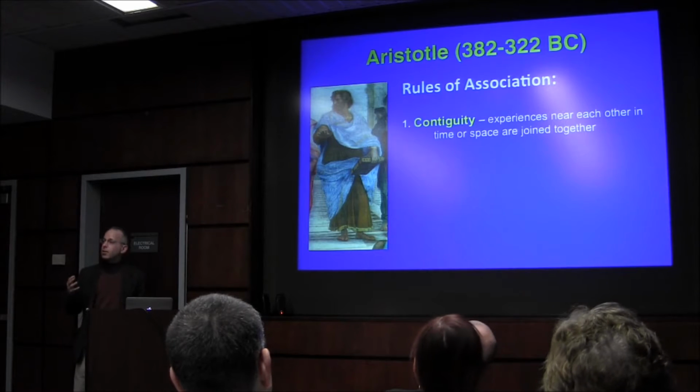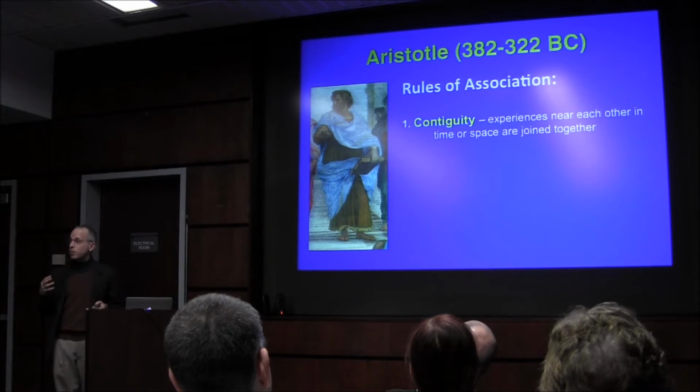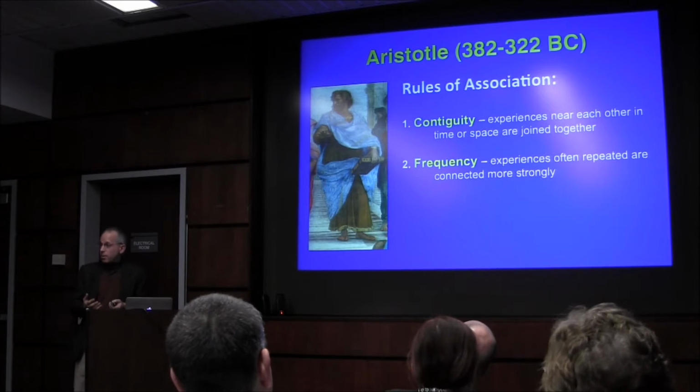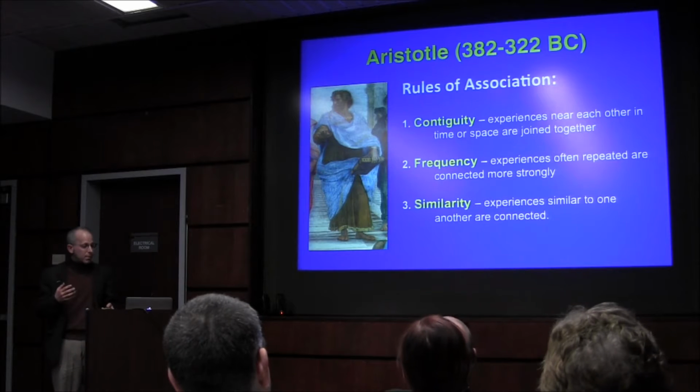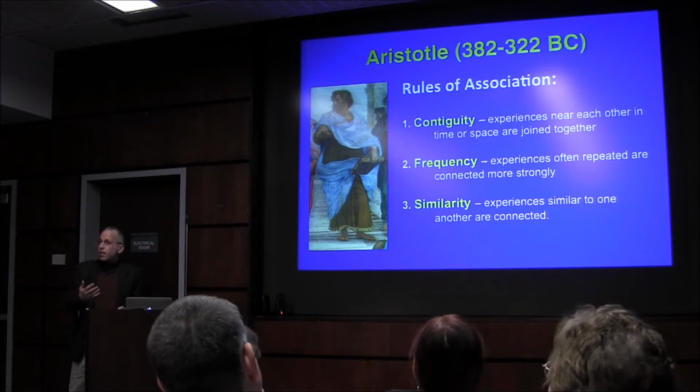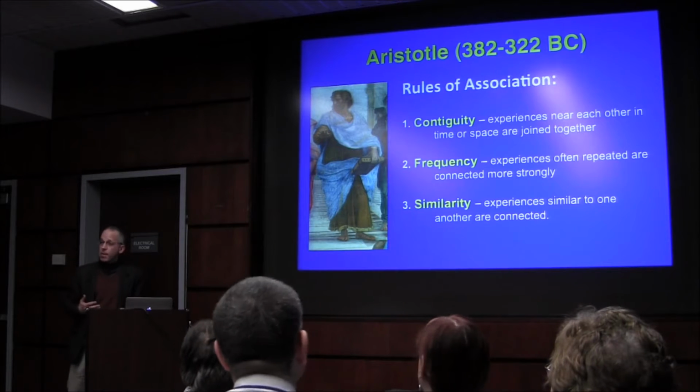His rules were 1, contiguity: experiences near each other in time or space come together. Frequency: experiences that co-occur often are associated together. And lastly, similarity: experiences similar to one another are associated. Now, Aristotle's rules of association were extended to become theories of learning.